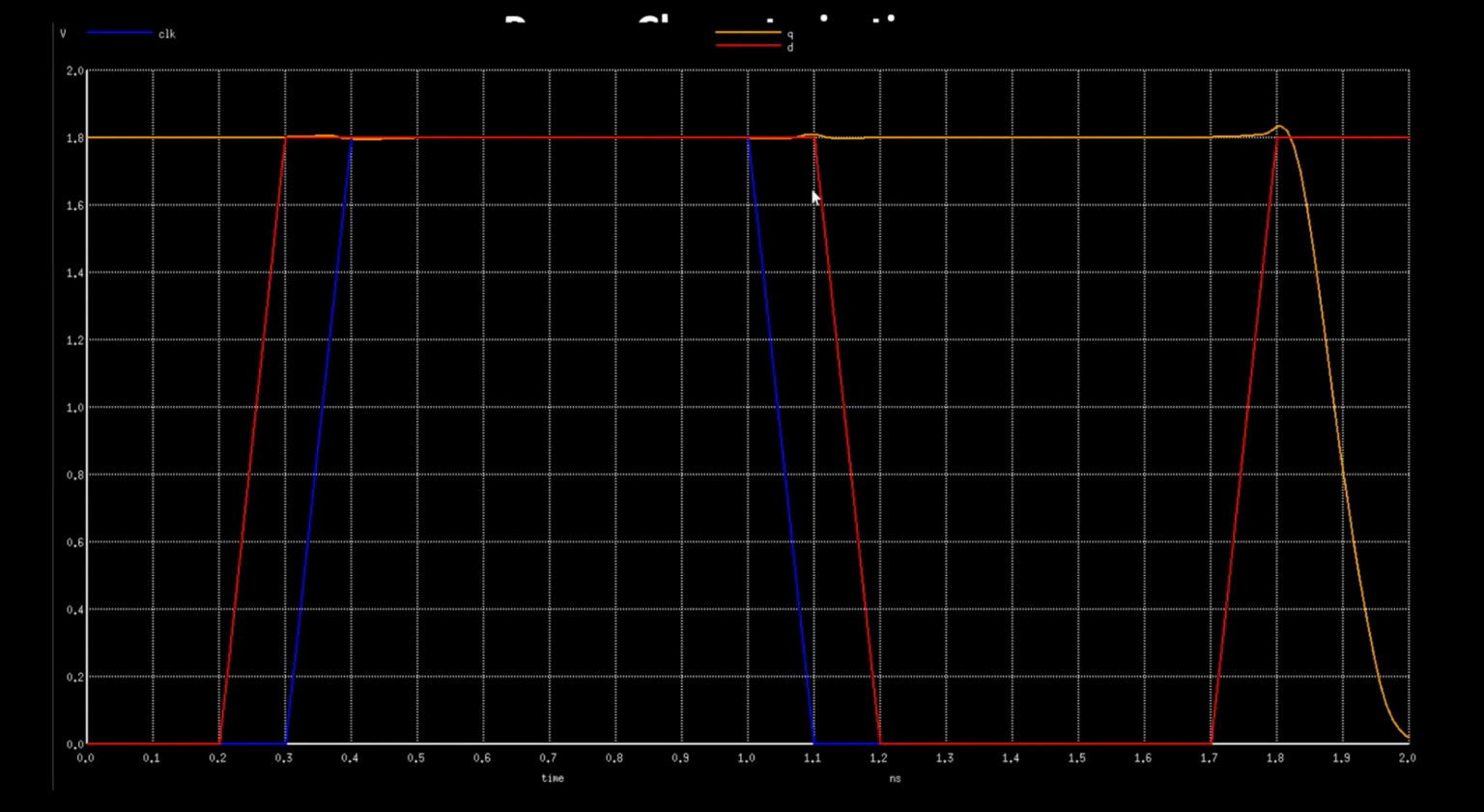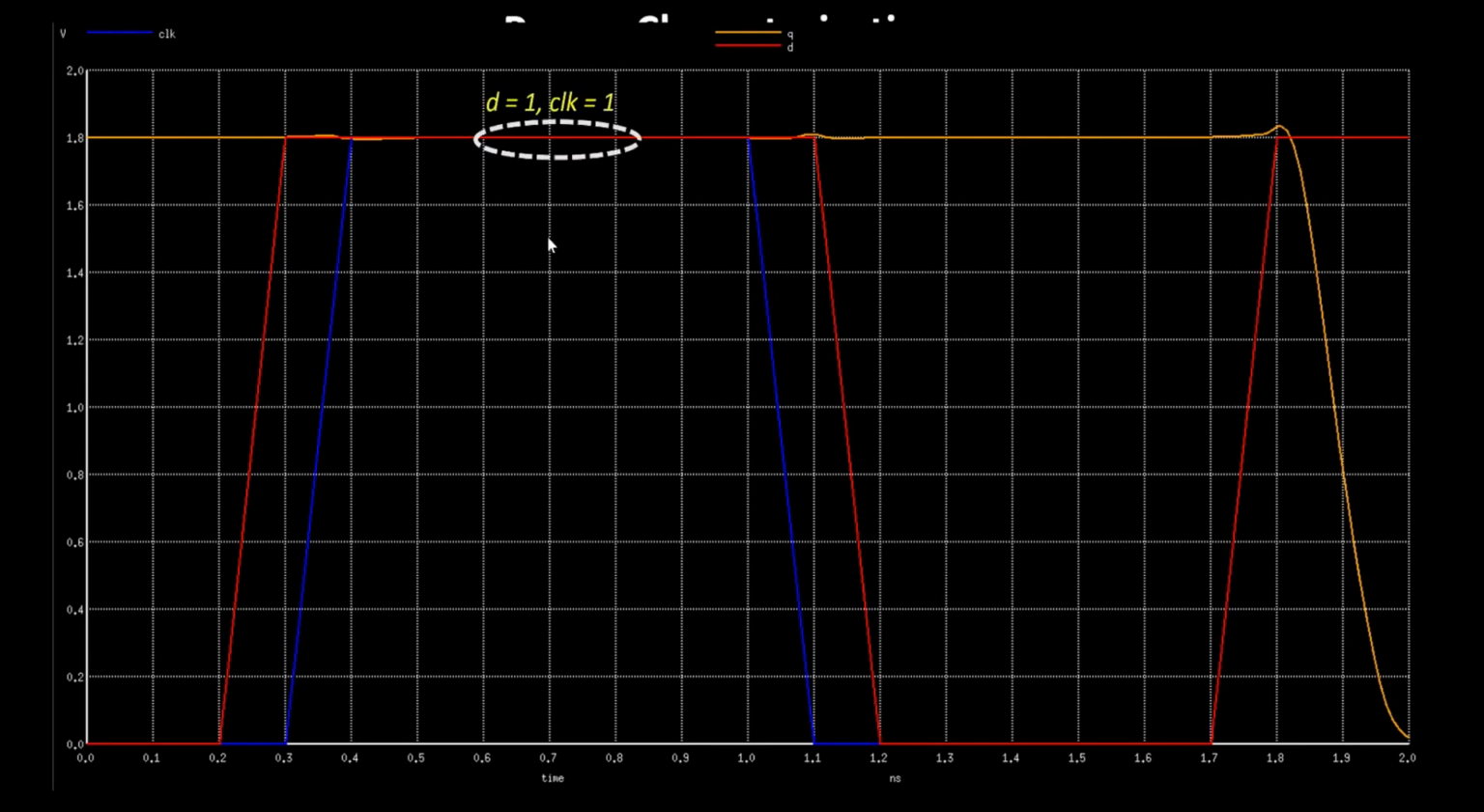Another possibility is a scenario where your clock is 0 and your D is high. For example, in this particular area, D is 1 and clock is 0. There could be another scenario where your D input is falling and the clock is also falling. So there could be four different kinds of scenarios. If you have two inputs, D and the clock, there would be 2 raised to n, which is 4 different scenarios.